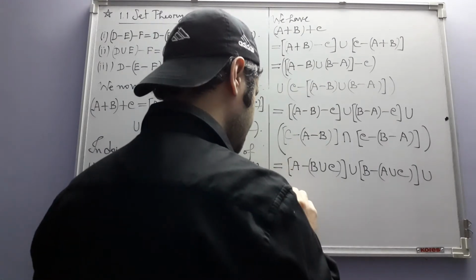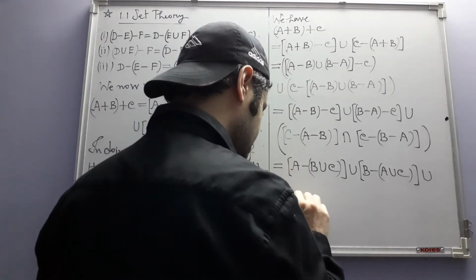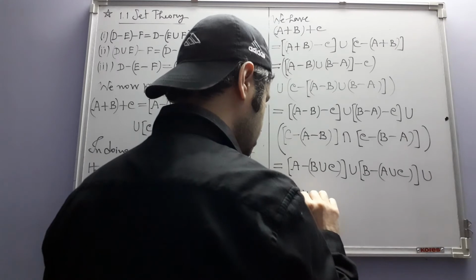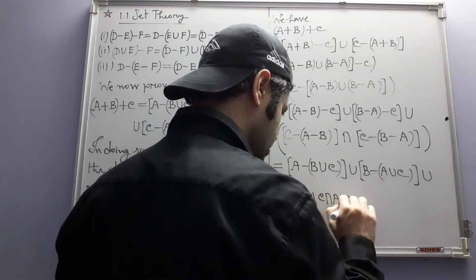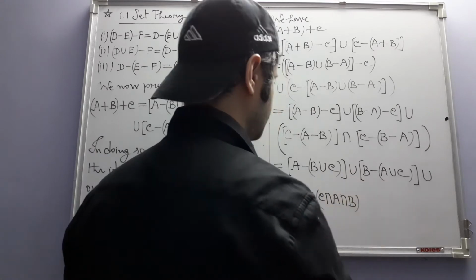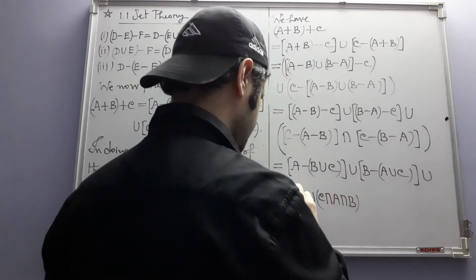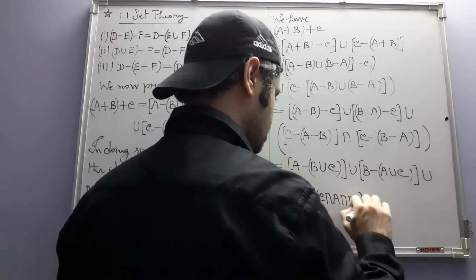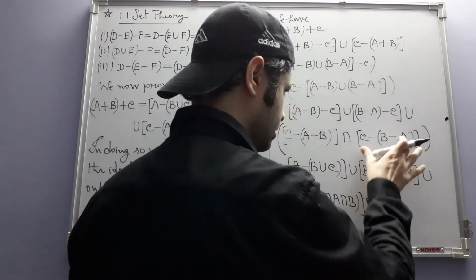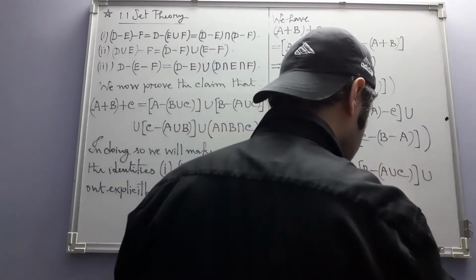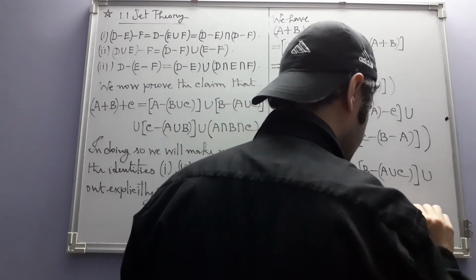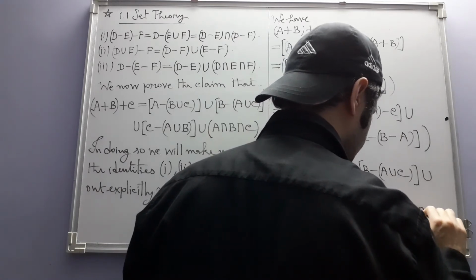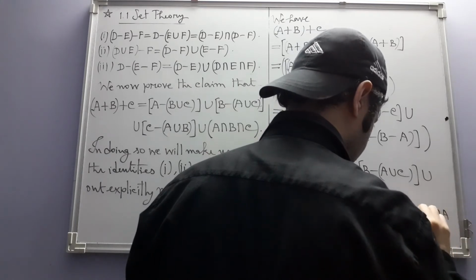C minus A minus B means C minus A union C intersection A intersection B. Okay. Intersection, then this one C minus B union C intersection B intersection A.